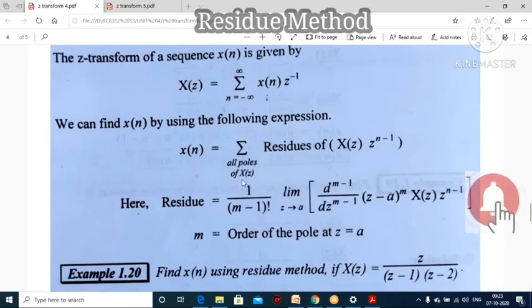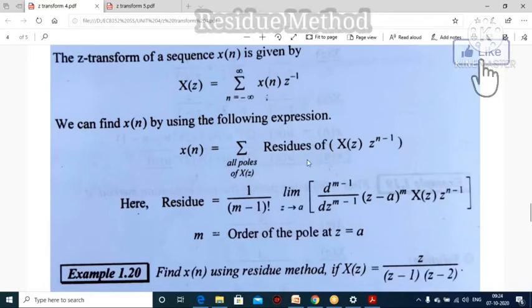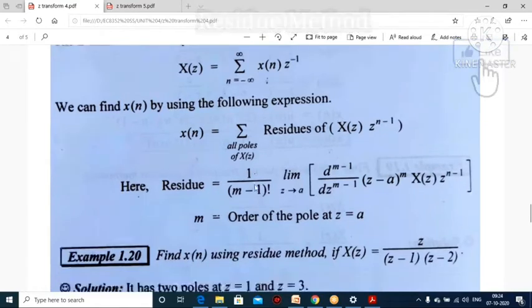limit is here all poles of X(z). Note it down. Here the summation limit is all poles of X(z). Inside the summation, residues of X(z) into z power n minus 1. So here residue means residue of X(z). There is a separate formula to find out the residue of X(z).